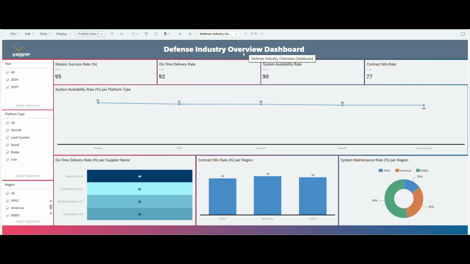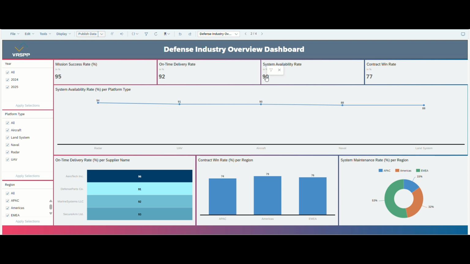Moving on to the second page, defense operations and mission readiness. In the defense sector, the focus is not just on efficiency, but on readiness, reliability, and the ability to perform under pressure. This page begins by highlighting your top KPIs. The mission success rate stands strong at 95%, demonstrating that end-to-end mission readiness is intact. The on-time delivery rate across suppliers holds at 92%, which confirms logistics reliability, a factor that is absolutely vital for smooth mission execution as well as ongoing maintenance operations.